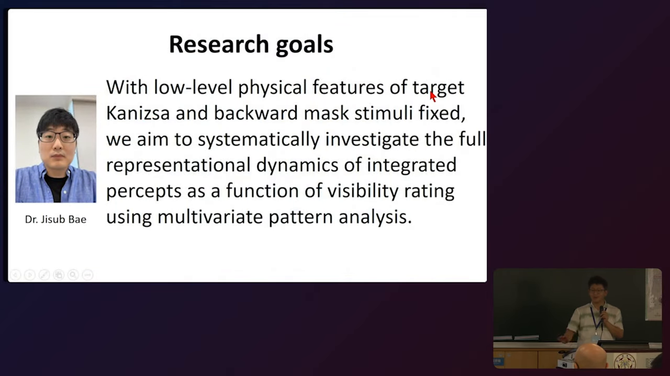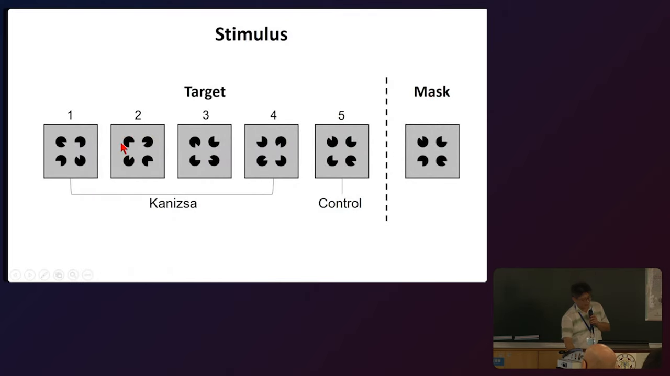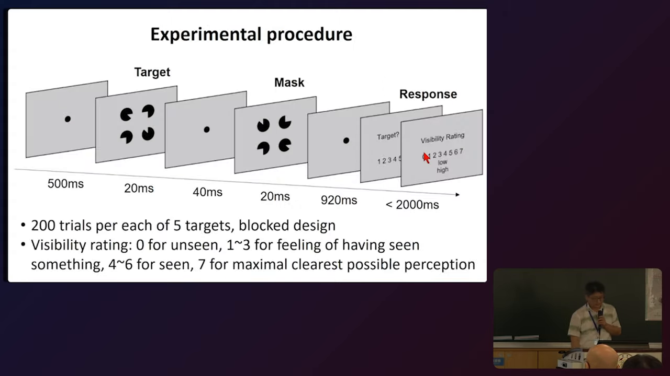So what I wanted to do was, without changing low-level physical features of the target Kanizsa, and with just a backward mask and the same stimulus, contrast and surface, get all the different kinds of visibility reports. Then look at the full representational dynamics as a function of visibility. So we recorded EEG, and we had four different targets of Kanizsa triangle, and the control was rotated, and the mask was rotated, but doesn't form any Kanizsa. We showed it for 40 milliseconds, which was determined behaviorally to give 50% performance level.